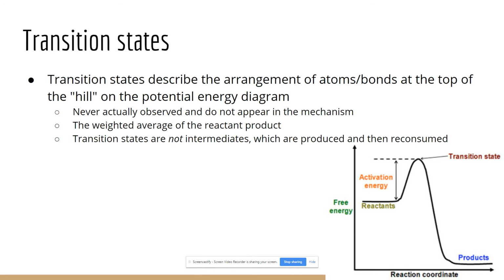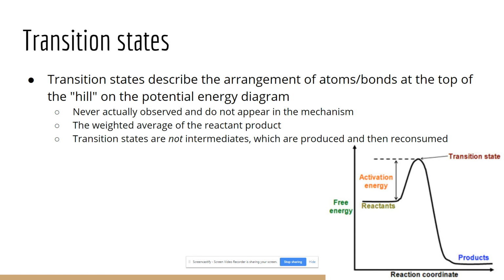So we've talked about reaction diagrams in the past. A transition state is what happens at the top of the hill. It's never actually observed. It's sort of a hybrid between the reactants and the products, or really a weighted average. These are not intermediates. Intermediates are different. An intermediate is something that is produced, and something that you can measure, and then it is consumed in a subsequent reaction. So transition states are a little bit different.